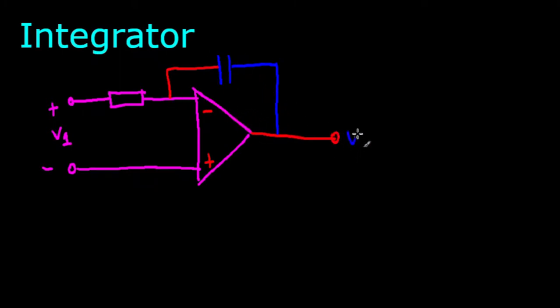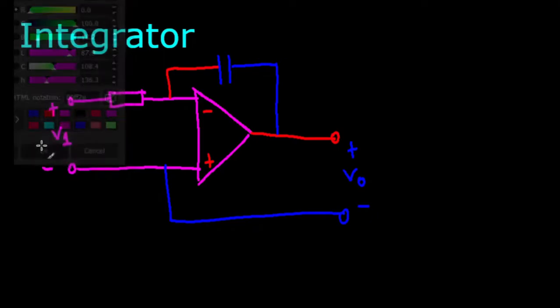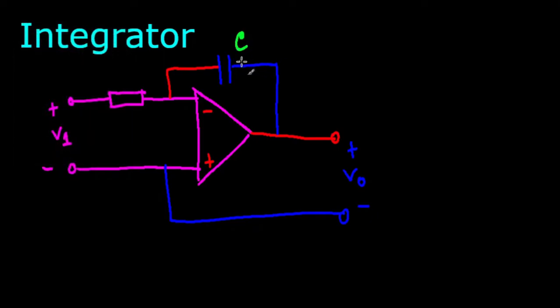This is our V output, and it's usually drawn like this. You have your other terminal here, and V output is the potential difference here. Anyways, so that's your circuit. This is going to be your capacitance C, and this is a resistor, some resistor called R. So this is how your integrator looks.